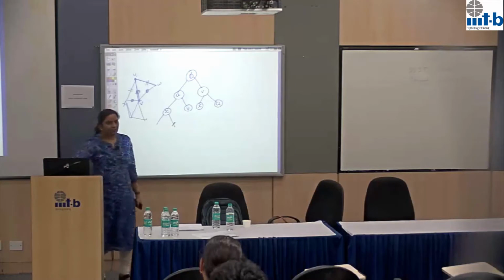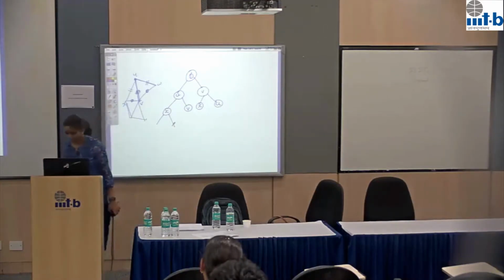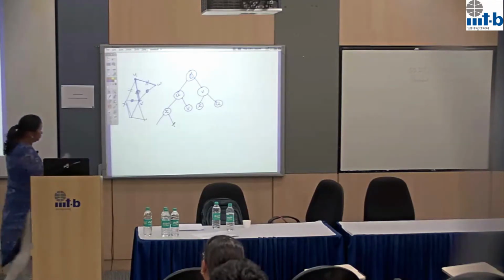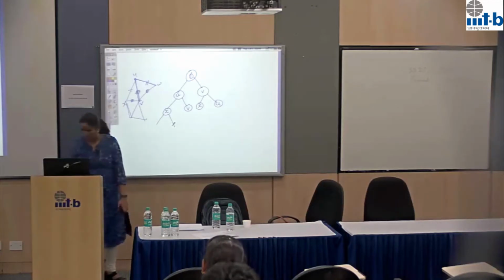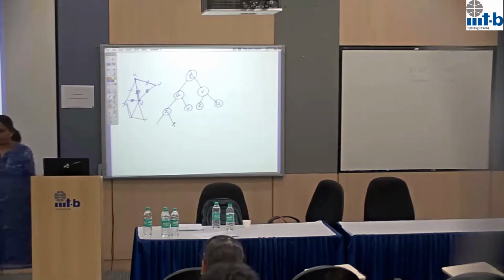And I continue till I get a vertex cover, or till I can say that there is no vertex cover of size k. So this is how the algorithm works. Is it clear? Okay.